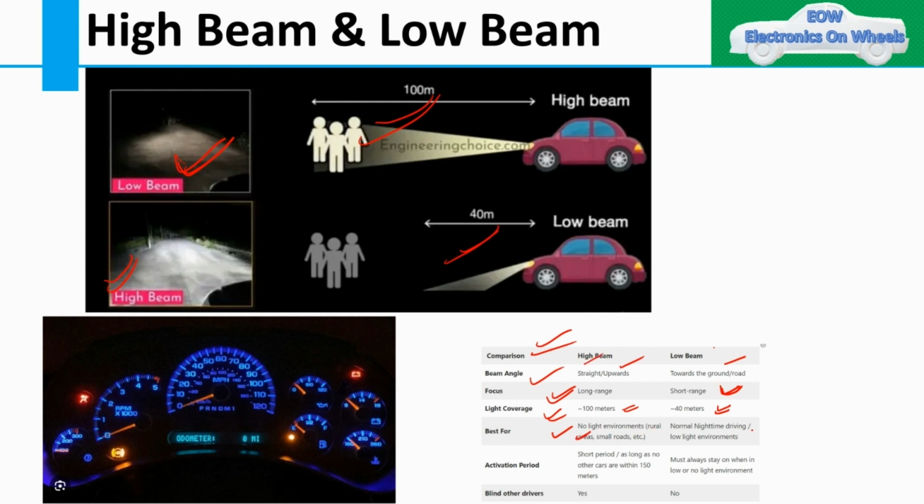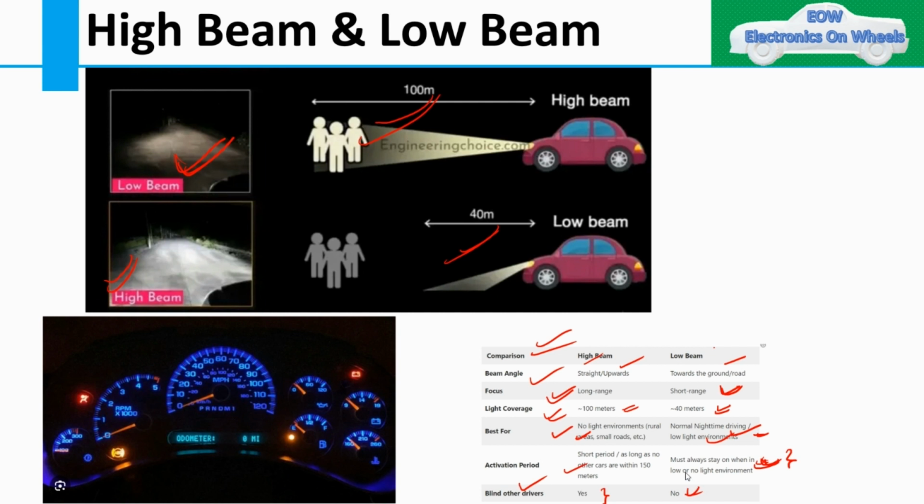But when you are in an urban area, the normal low light environment, then it is fine with the low beam. Activation period: short periods for the high beam, but low beam should always be on when you are driving at night or in a no light environment. As you know, high beam blinds other drivers coming from the opposite side, but low beam doesn't, because it focuses on the ground and is for short range.